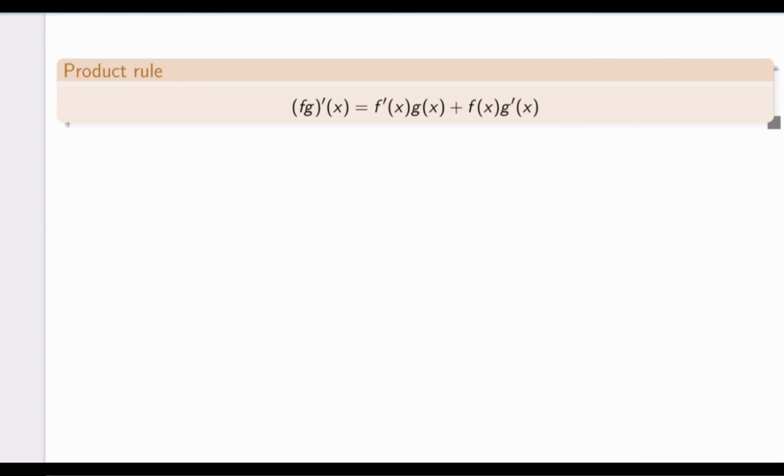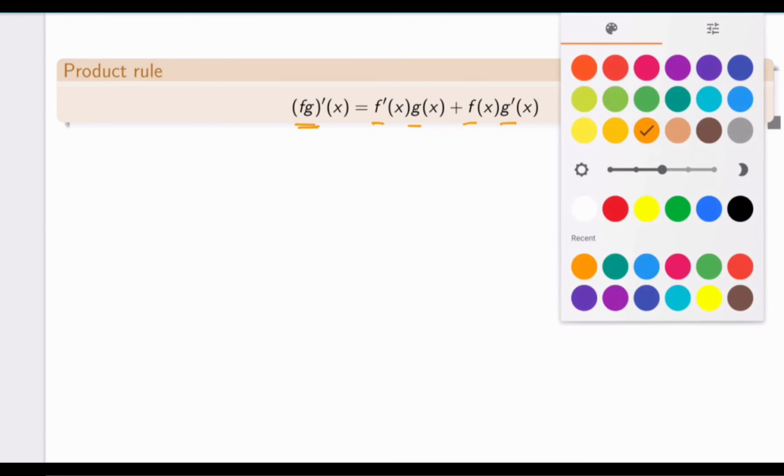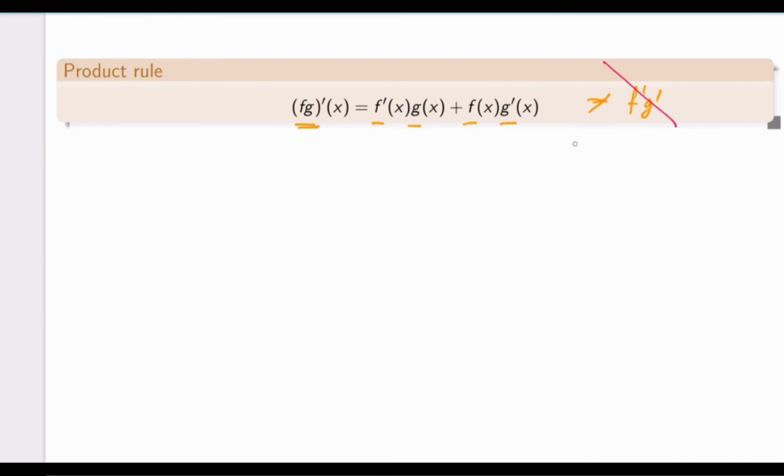Let's come to the product rule. So the product rule has 2 functions f and g, and I look at the product f times g and then the derivative, which turns out to be f prime times g plus f times g prime. You might think this could be f prime g prime, but this is absolutely wrong. This is something you cannot do. It is f prime g plus f g prime.